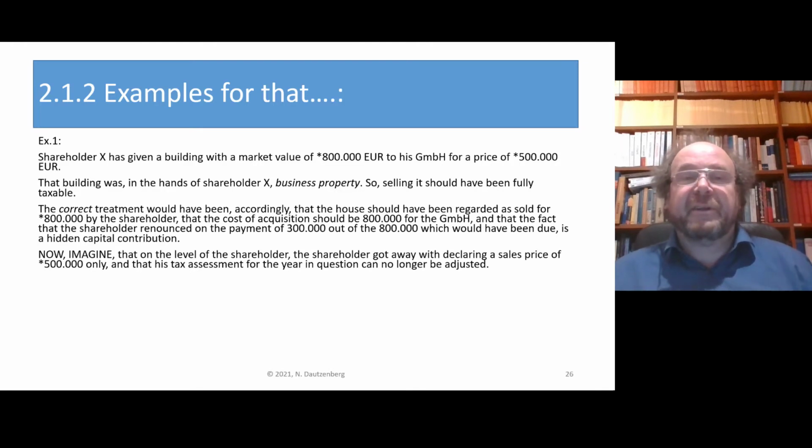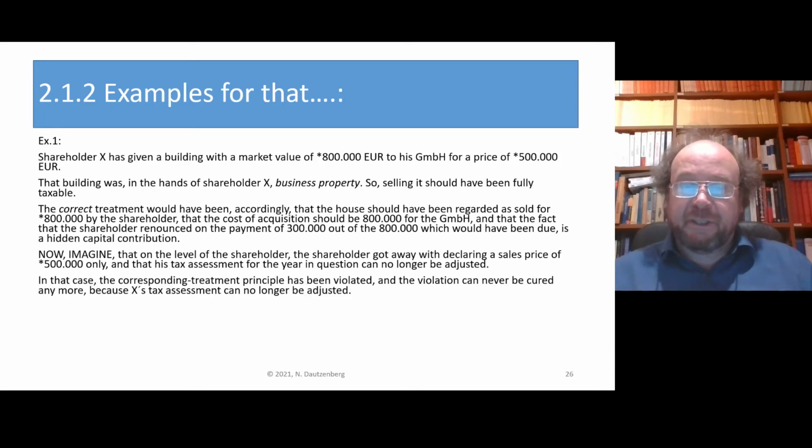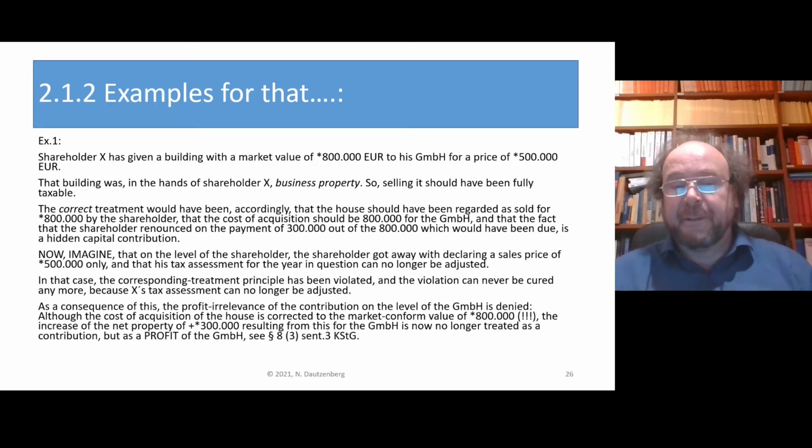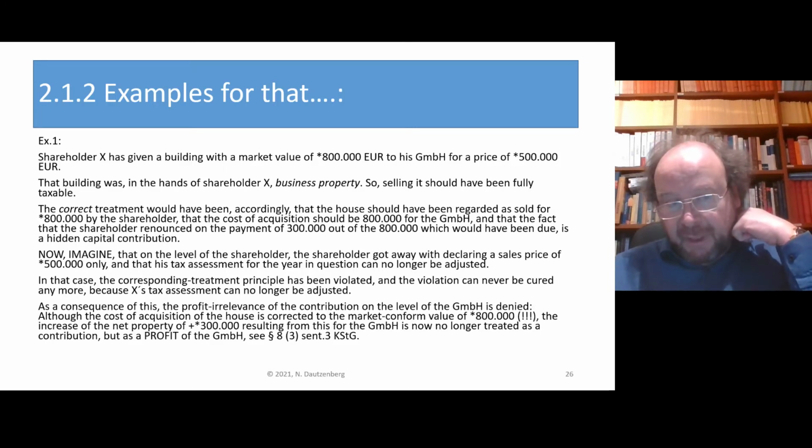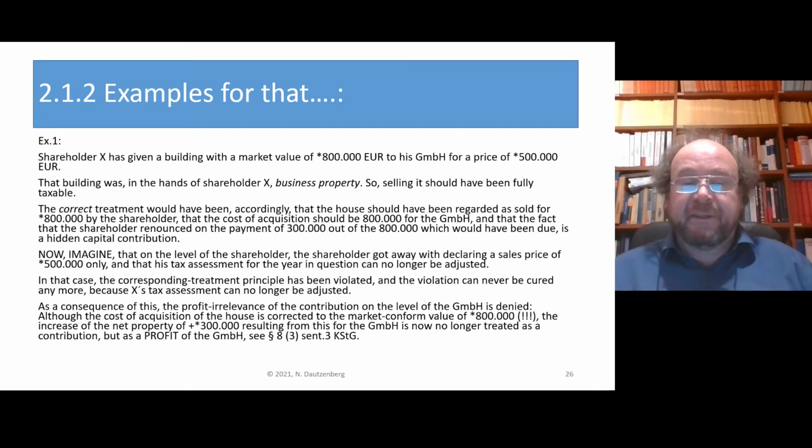Now imagine that on the level of that shareholder, the shareholder by error got away with declaring a sales price of 500,000 only, and that his tax assessment can no longer be changed. In that case, the corresponding treatment principle would say, we do no longer treat the hidden capital contribution as a non-profit transaction, but we requalify it into a profit. So all other things would be treated correctly. So the cost of acquisition of the house would be corrected to the market conform value of 800,000.